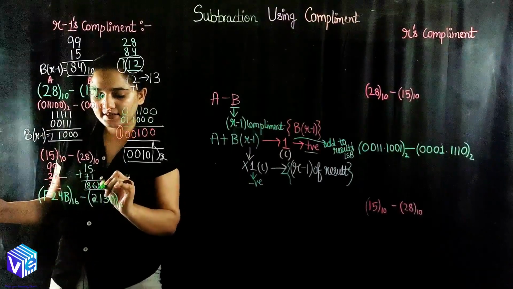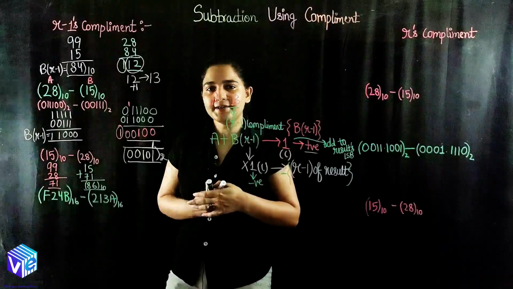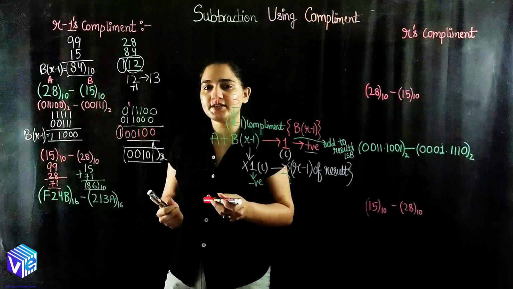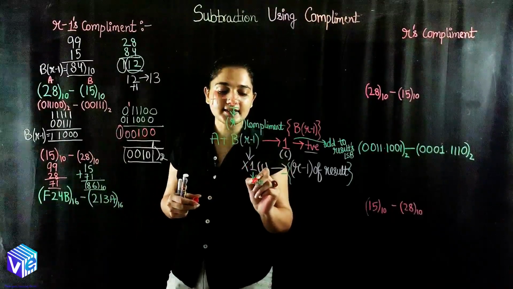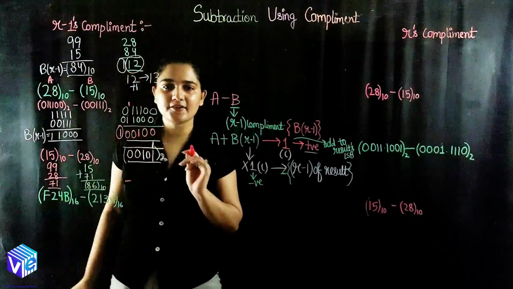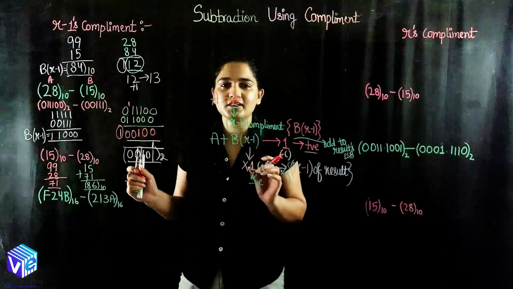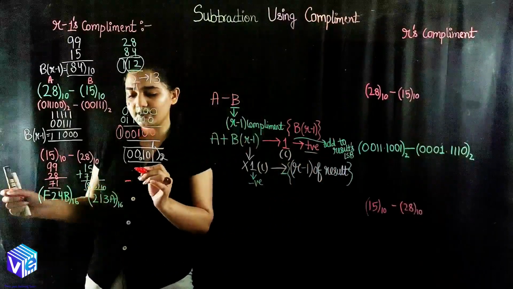Okay, so what is the answer? The answer is 86 in base 10. Was the carry generated? No, carry was not generated. So this is my answer, and the answer is in negative form. Okay, so first of all I will be putting a negative sign. I know now the answer is in negative form. Now I will be taking the R minus 1 complement of the result.